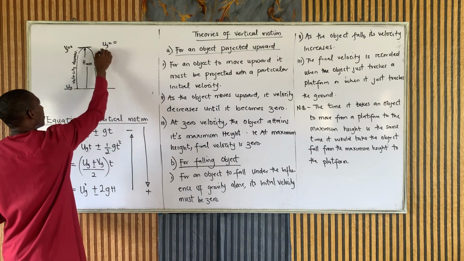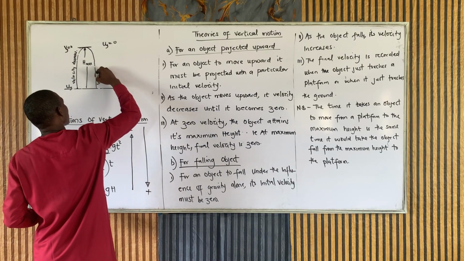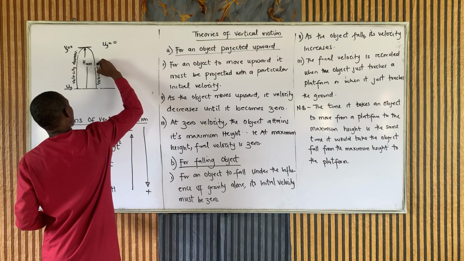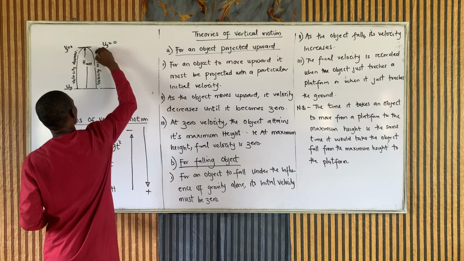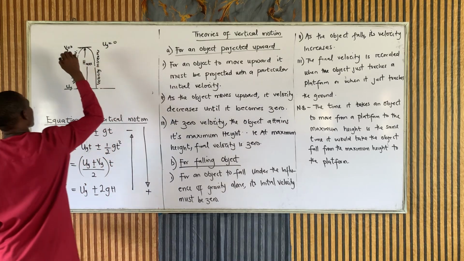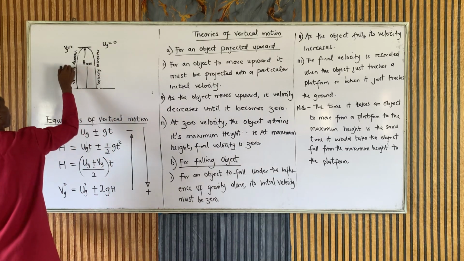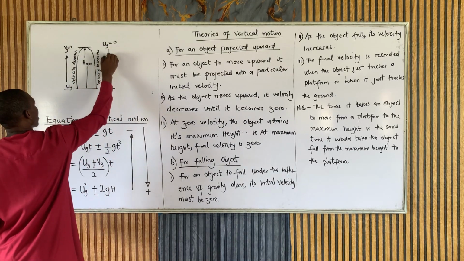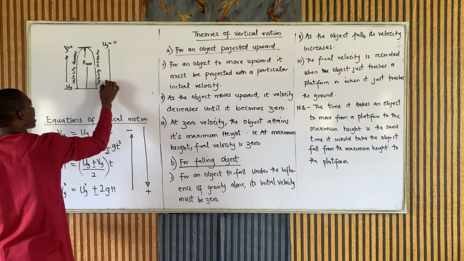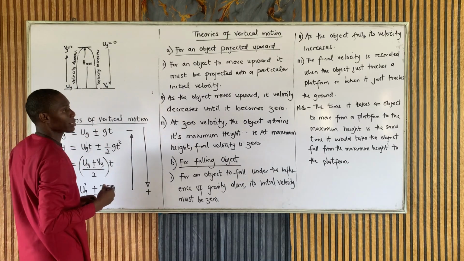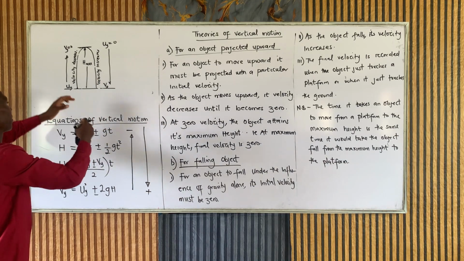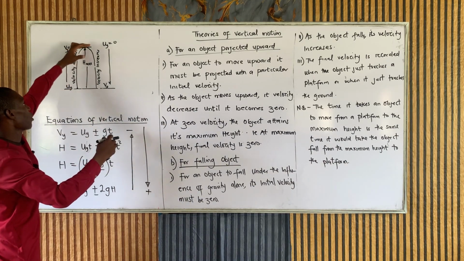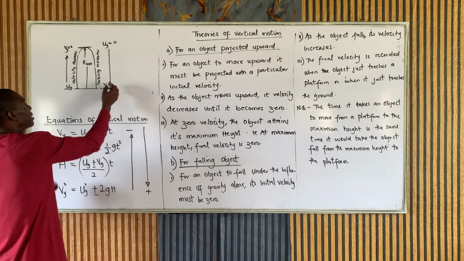Now, as it's coming down, velocity will be increasing. So velocity increases as it comes downward now. So this one is going upward, and this one is coming downward. The final velocity is recorded when it's about to touch the ground or when it just touches the ground. So all of these theories can be summarized in this simple diagram. Going upward, velocity decreases. Coming downward, velocity increases.